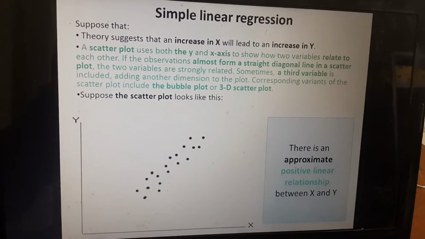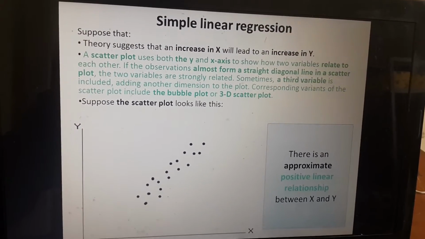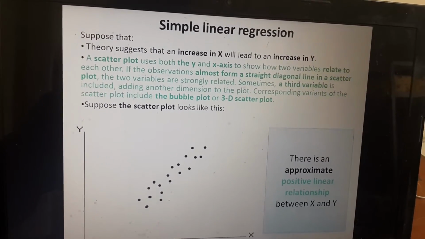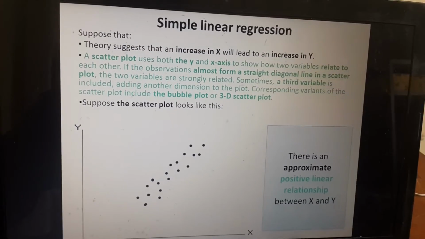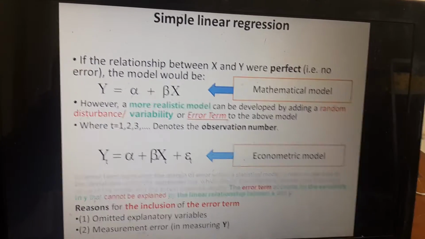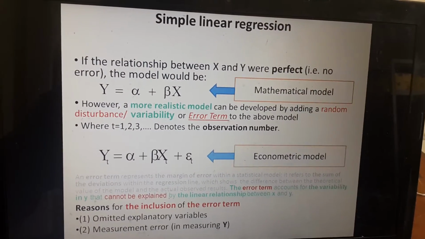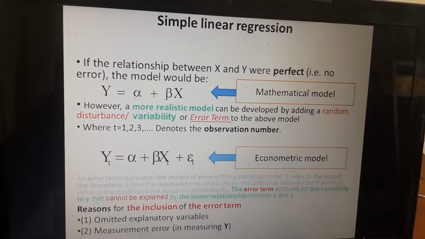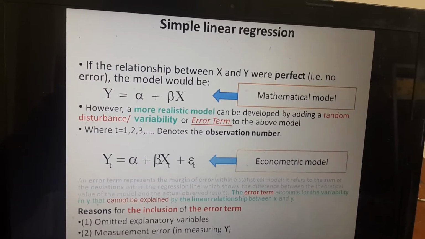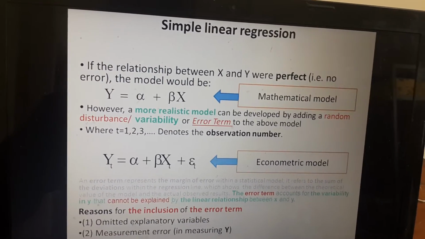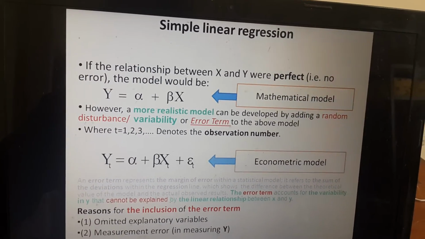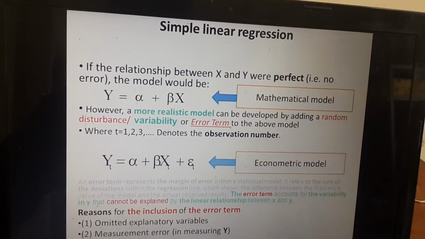Here, in this scatter plot, there is an approximate positive linear relationship between x and y, because, as mentioned at the top of this slide, an increase in x will lead to an increase in y. And there is an equation for it. The equation, as you see here, is y equals alpha plus beta x. But this is not realistic. The most realistic equation is this one: y equals alpha plus beta x plus error term.